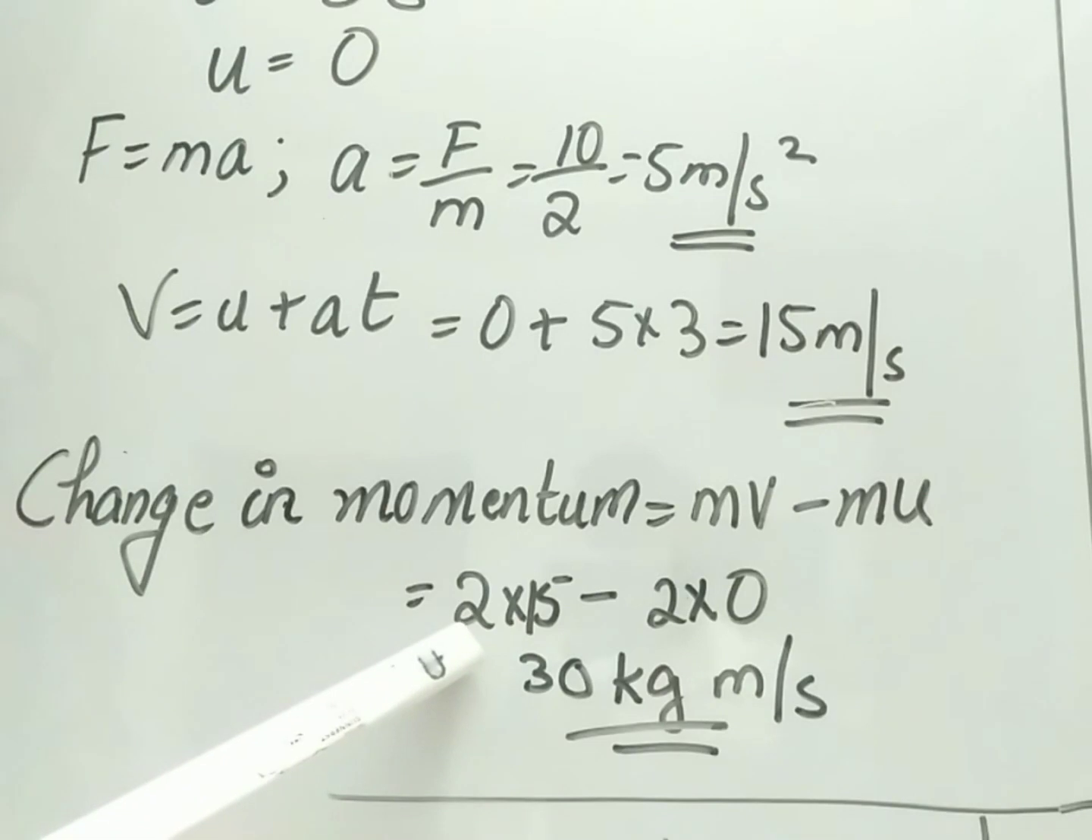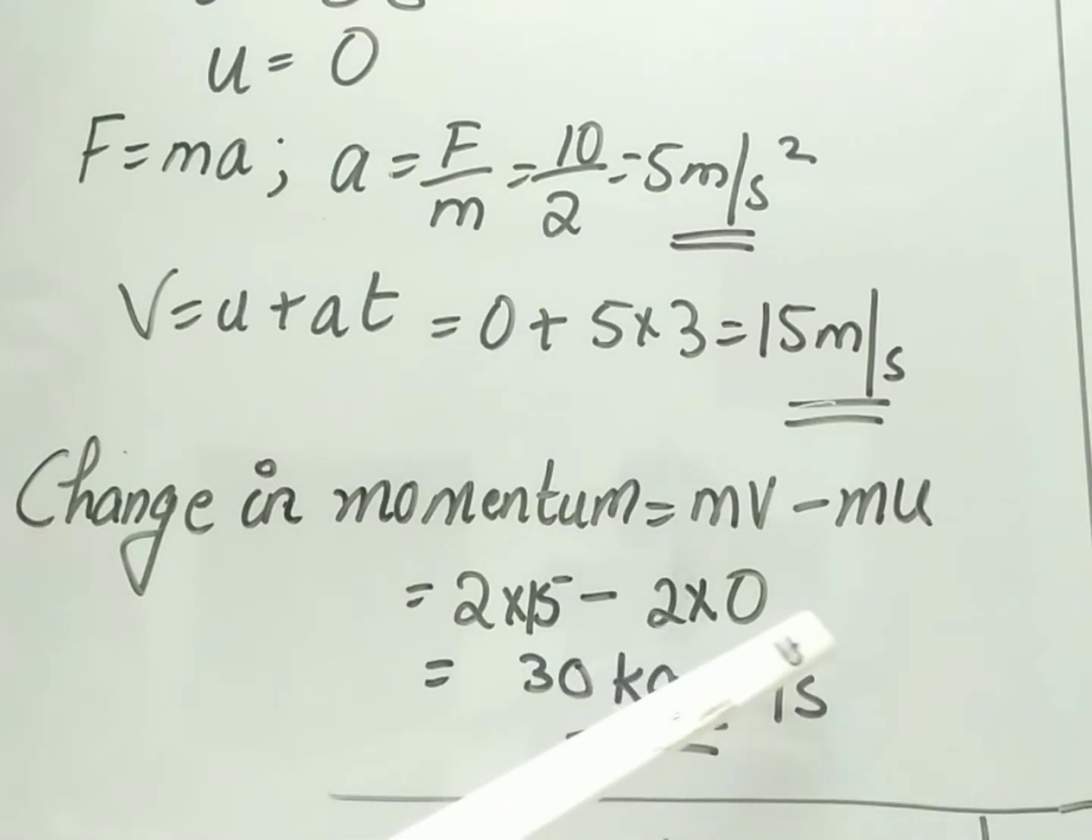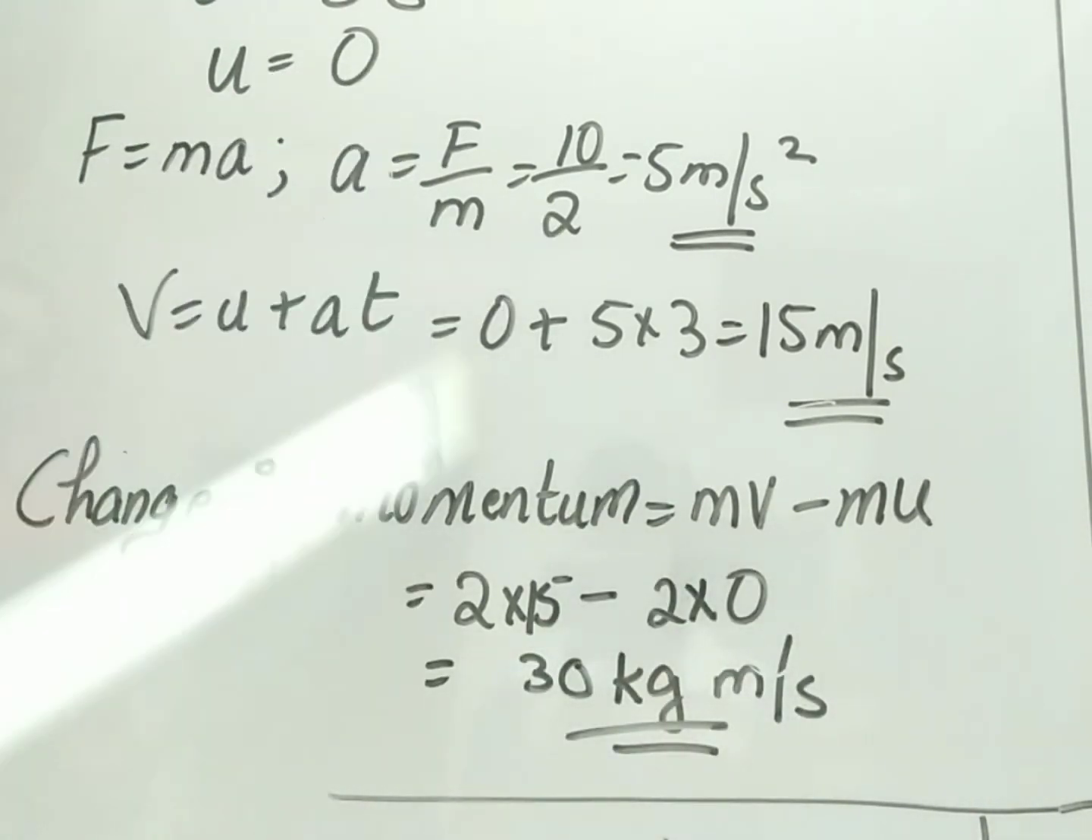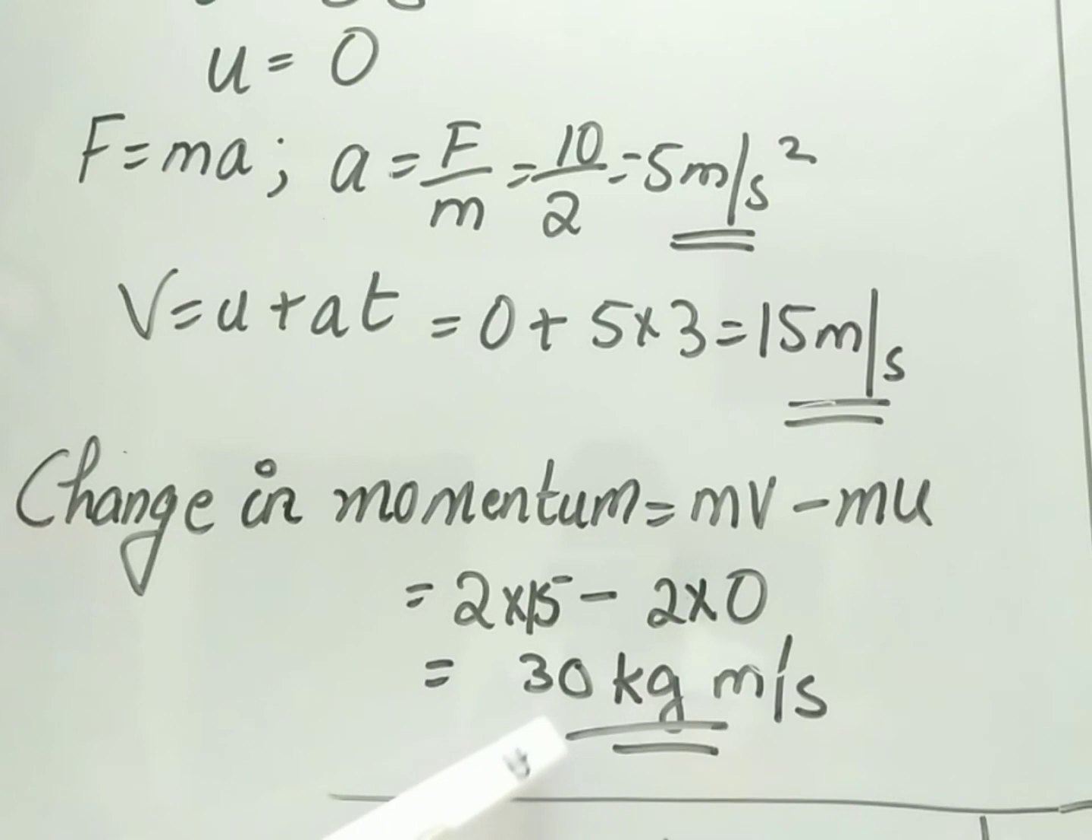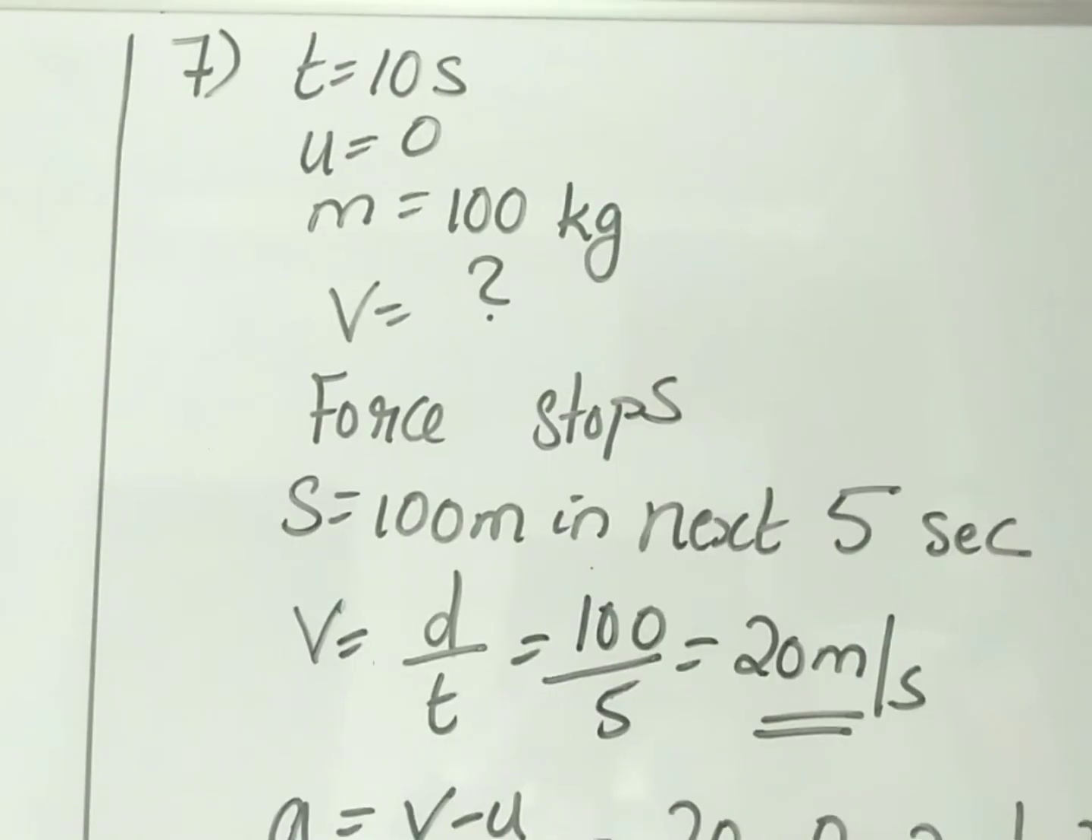So we have 2 into 15. 15 is the final velocity. 2 into 15 minus 2 into 0. U is 0. So we got 2 into 15, that is 30 kilogram meter per second.